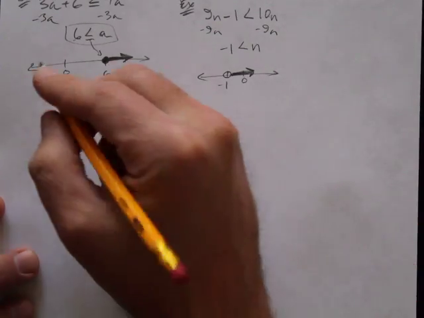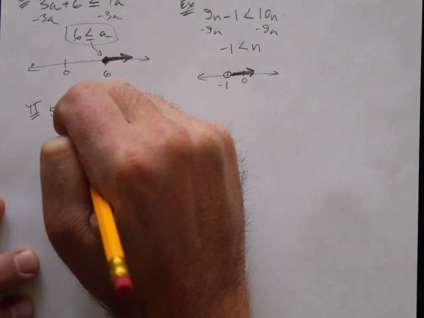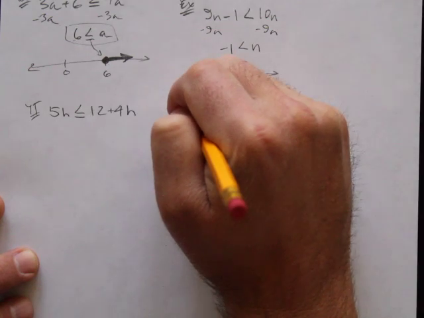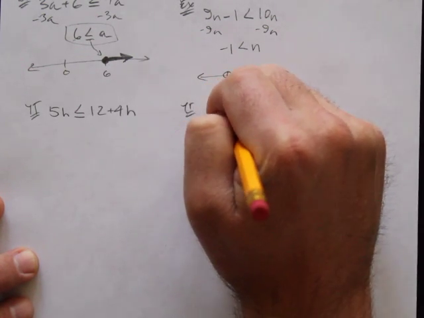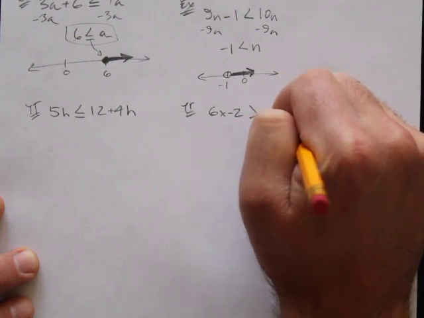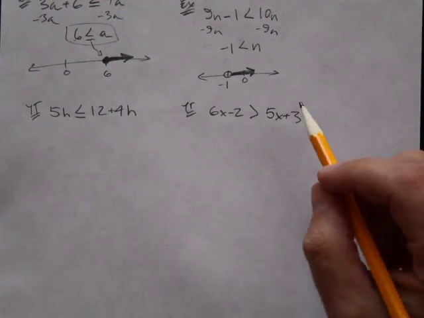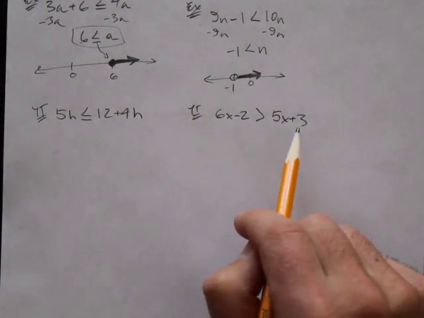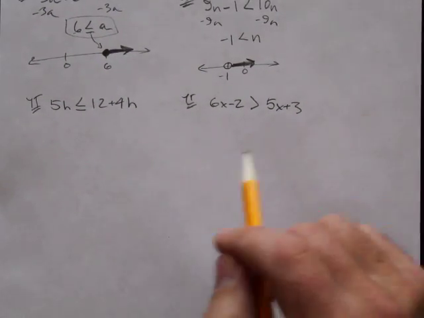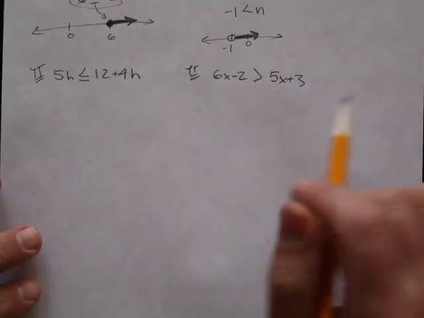All right, here are two for you to do. 5h is less than or equal to 12 plus 4h, and 6x minus 2 is less than 5x plus 3. Go ahead and do these two and graph them, and we'll check it in just a minute. So go ahead and pause and get to work. Okay, let's see how you did.